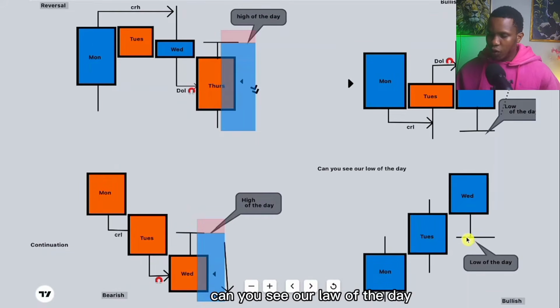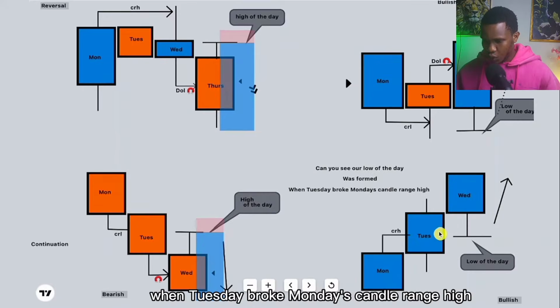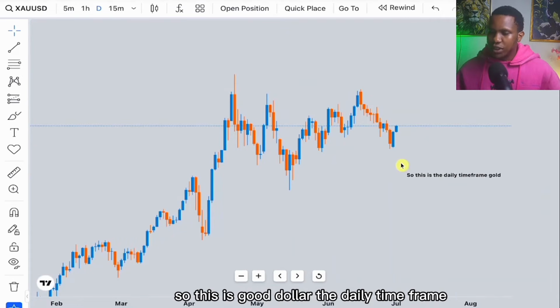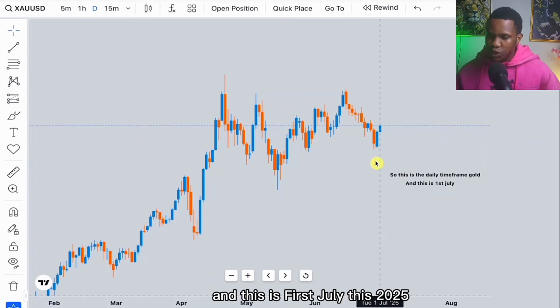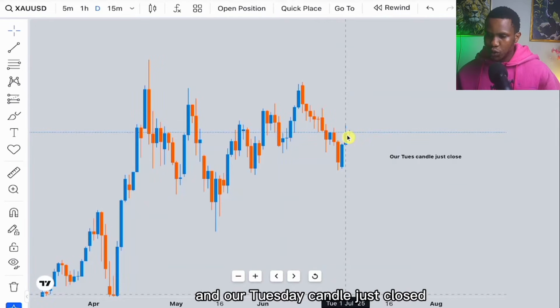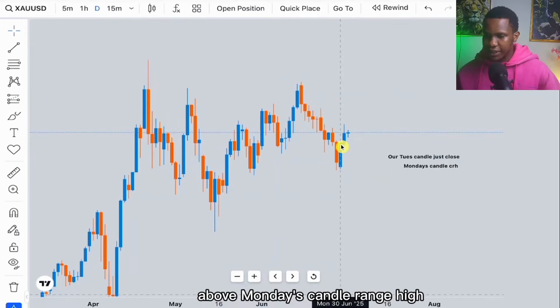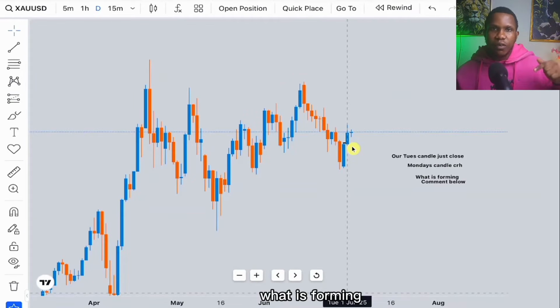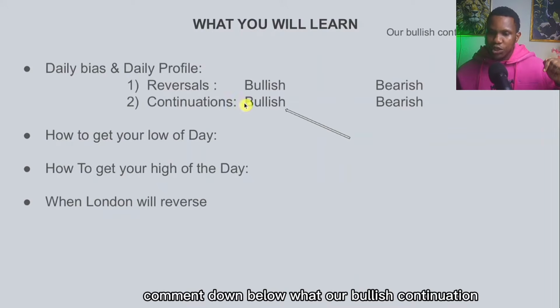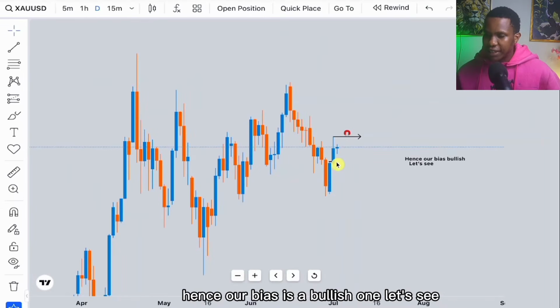Can you see our low of the day was formed when Tuesday broke Monday's candle range high? Let's move to the chart to take some examples. So this is gold dollar, the daily time frame, and this is 1st July 2025, and our Tuesday candle just closed above Monday's candle range high. What is forming? Comment down below. Our bullish continuation, hence our bias is a bullish one.